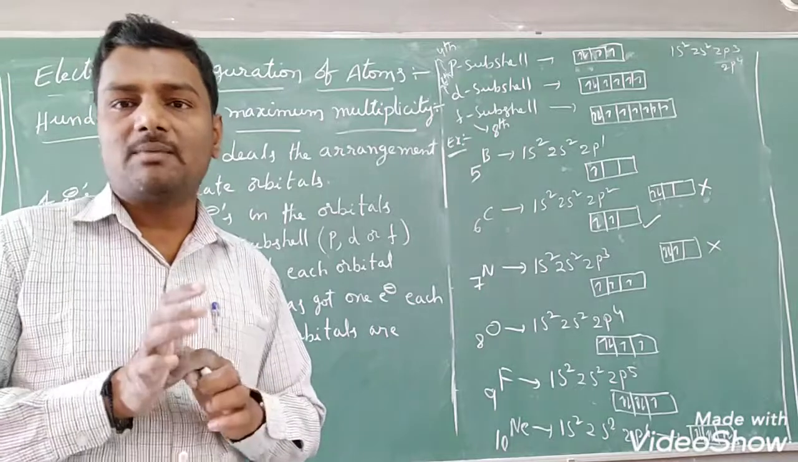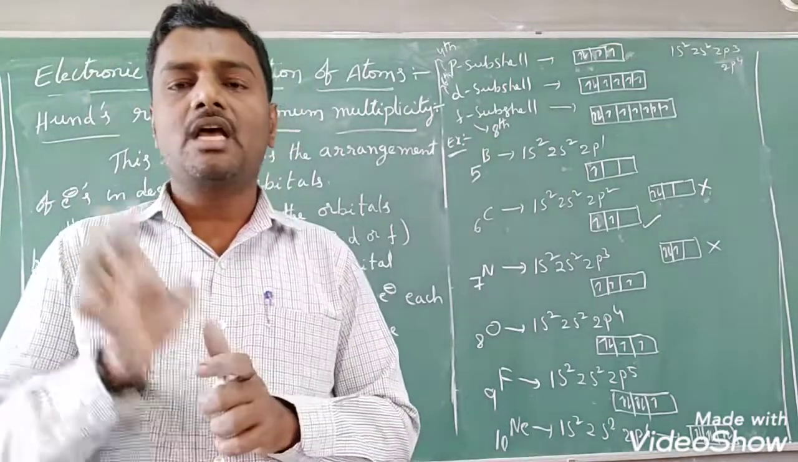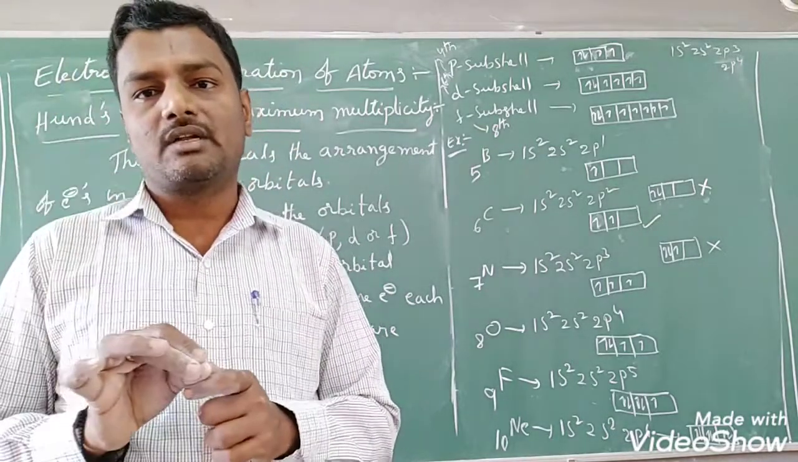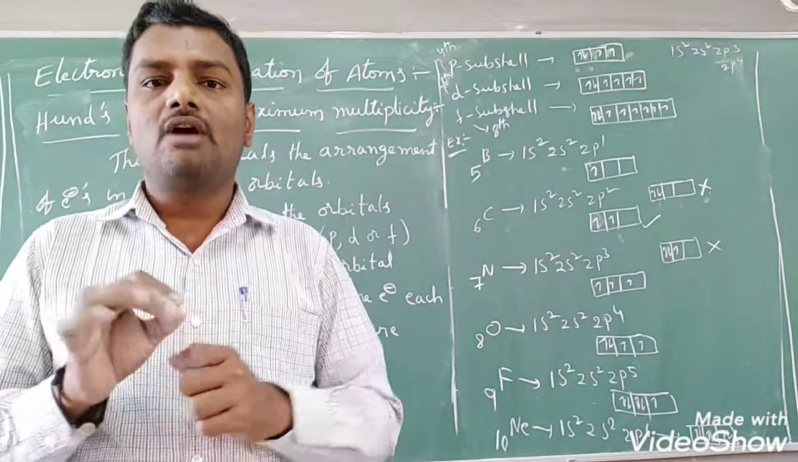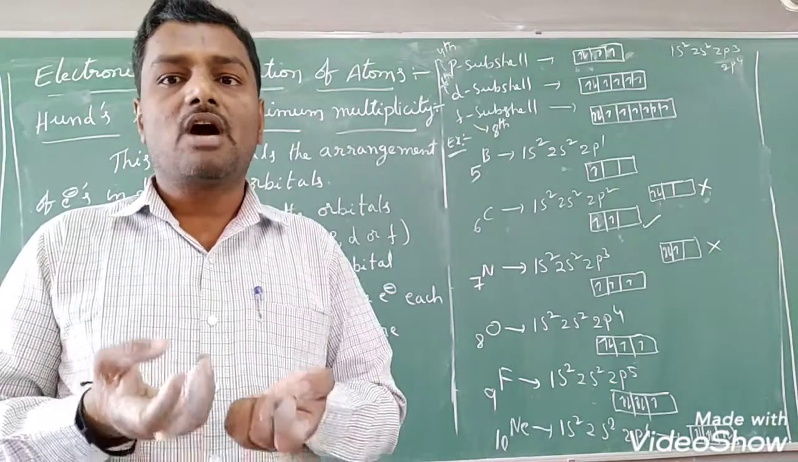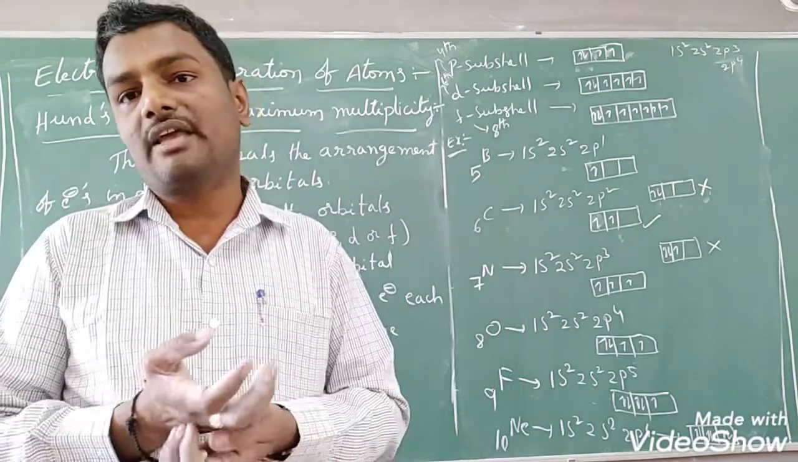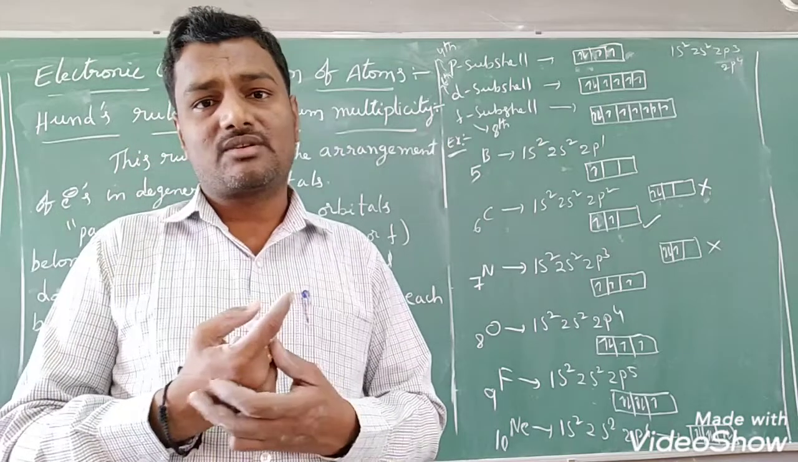So all the rules we have completed, students. What are they? Aufbau principle, Pauli's exclusion principle, and Hund's rule. By using all these three rules, how do we arrange the electrons? How do we write the electronic configurations of various elements? We will see in the next class, students.